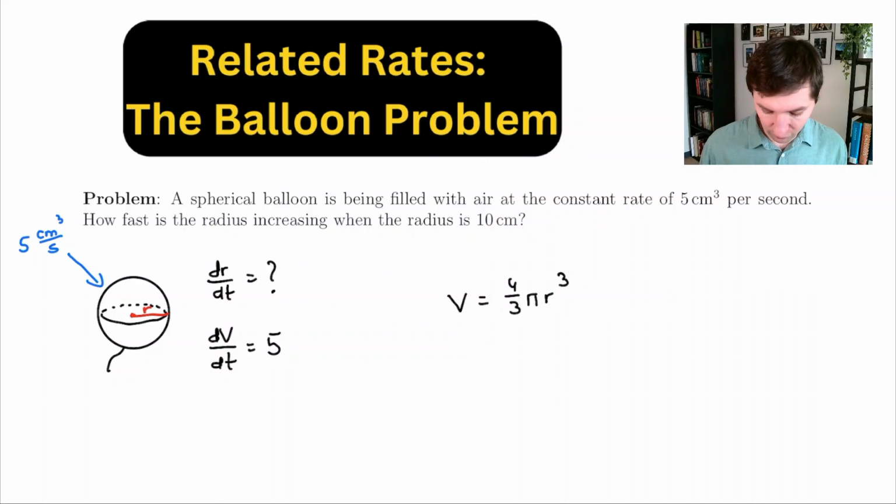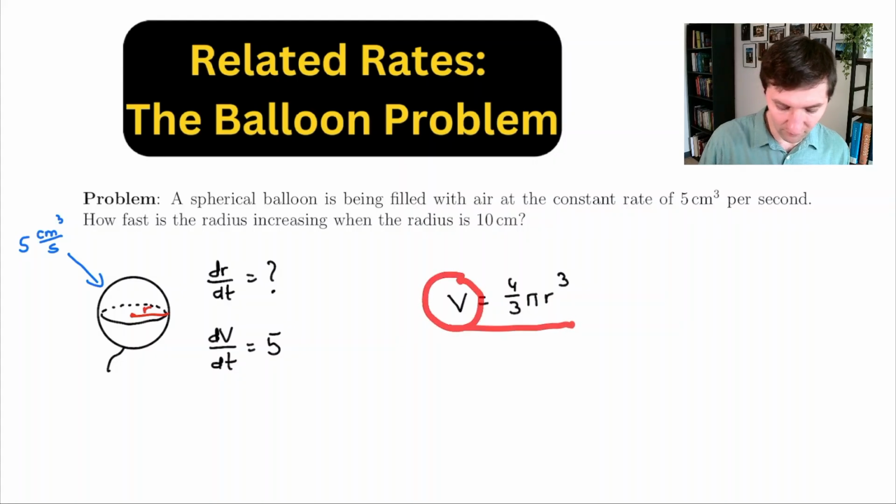So I need to introduce derivatives to this equation. The easiest way to do it is to use implicit differentiation. Take the derivative on both sides of this equation with respect to time. If you are not sure what implicit differentiation is, I will add a link in the video description leading you to a video in which I talk about implicit differentiation in detail. So now I take the derivative on both sides with respect to time.